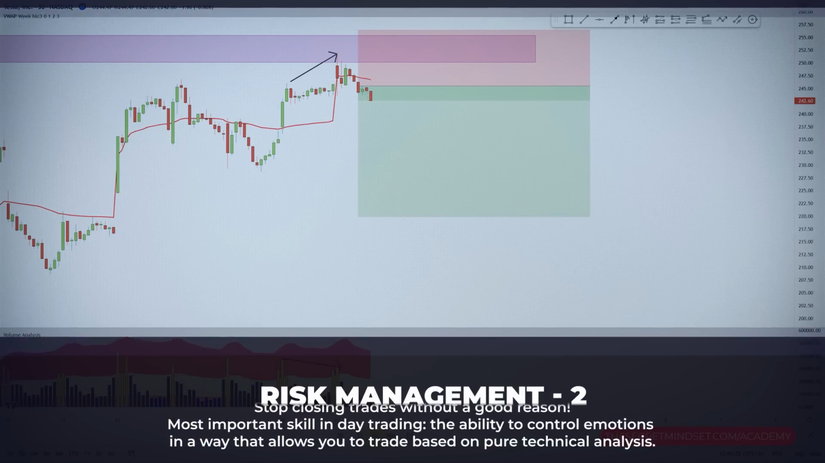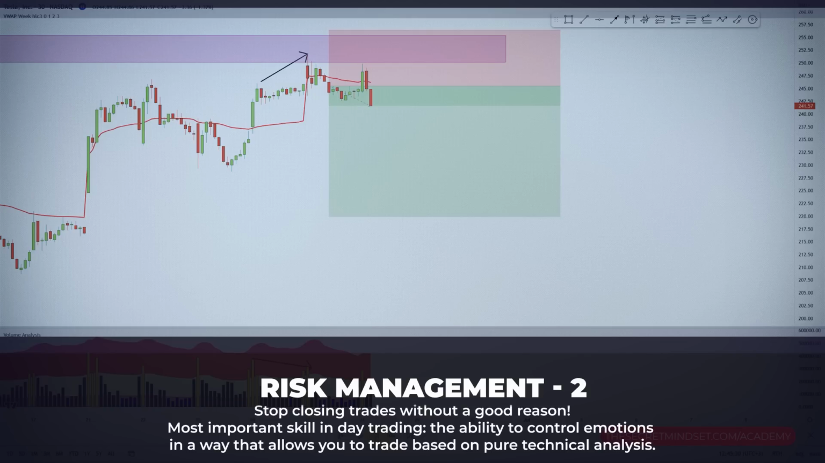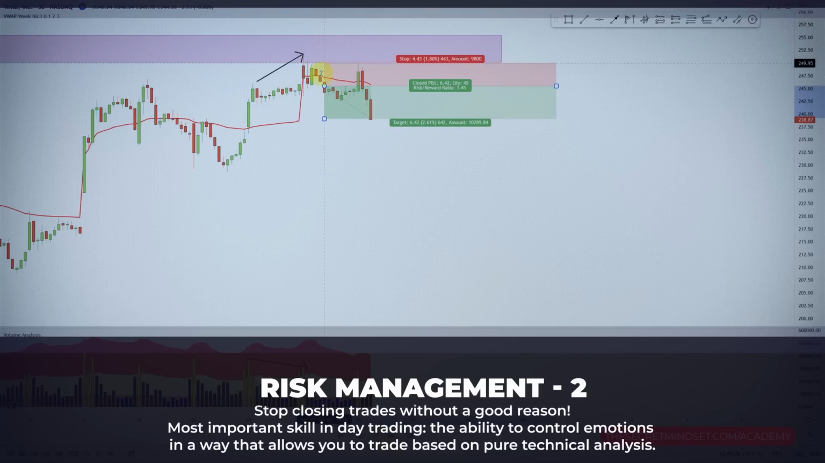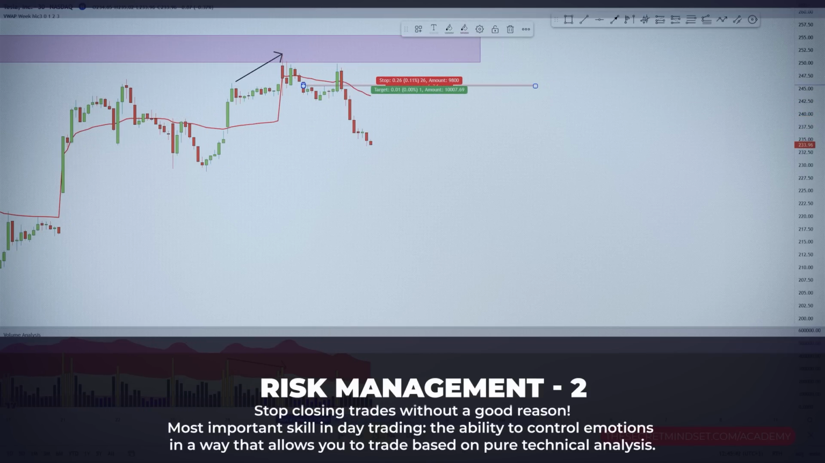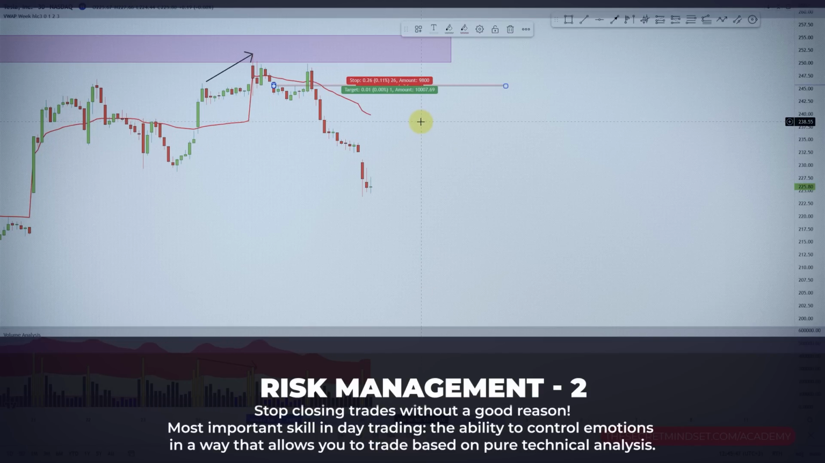Second tip is to stop closing trades without a good reason. Have you ever exited a trade due to a fear of giving back unrealized profits, only to see the market continue in your intended direction? I'm sure you have. This is something every day trader has to master: the ability to control emotions in a way that allows you to trade based on pure technical analysis.